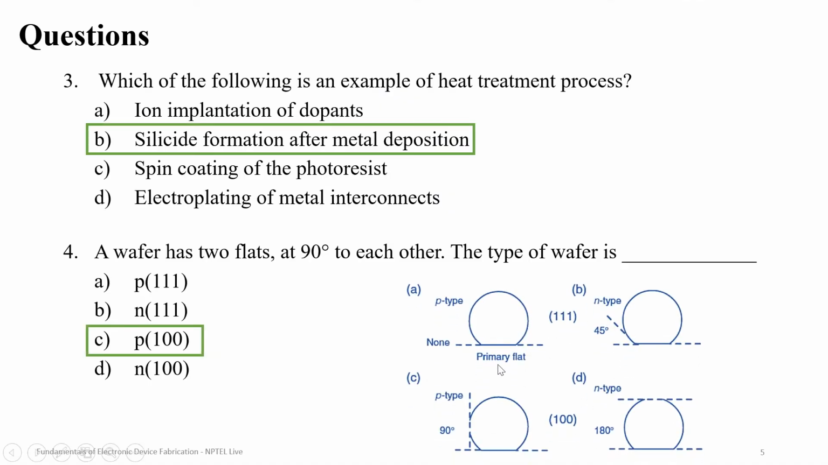From here we can see if there is only a primary flat, it is P type 111. If there is a primary flat and a secondary flat at 45 degrees, it is N type 111. If there are two flats at 90 degrees to each other, it is a P type 100. And if there are primary and secondary flats and both are at 180 degrees, it is an N type 100. So these kinds of questions you can expect for your assignment as well as your end exam. So please be prepared for such kind of questions.